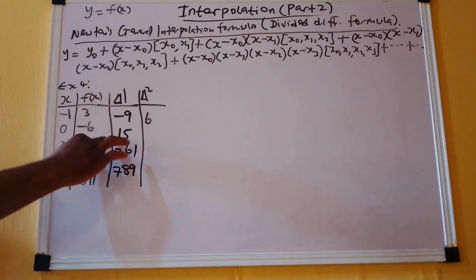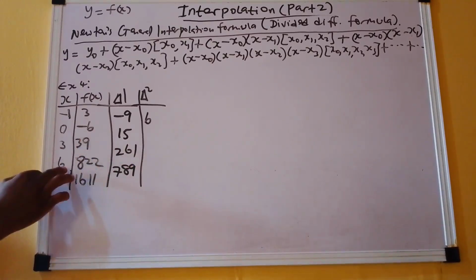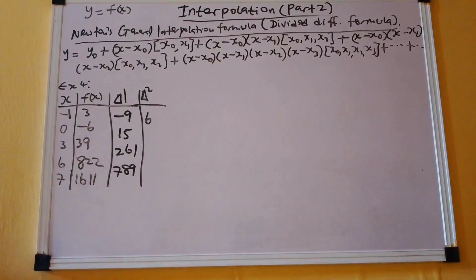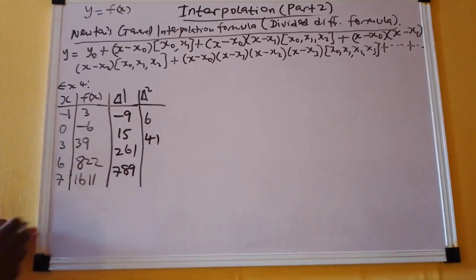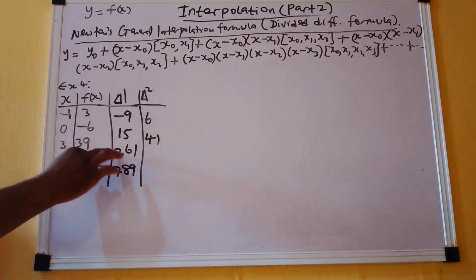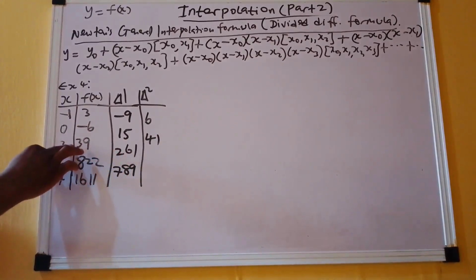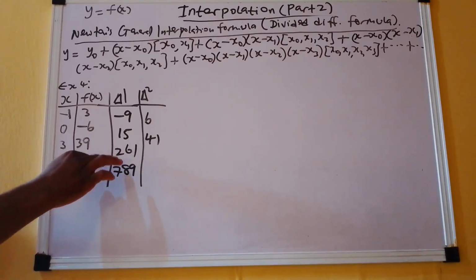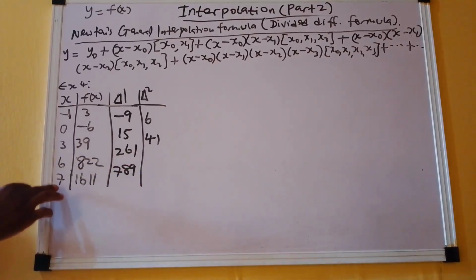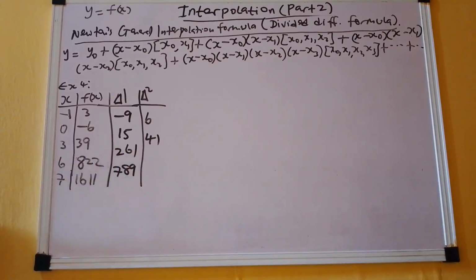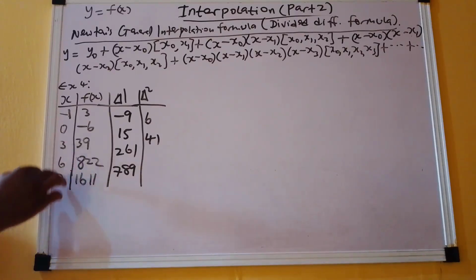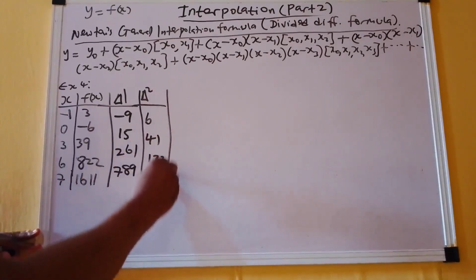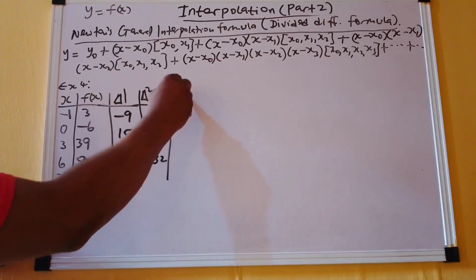Then again, what gave birth to these two is from 0 to 6. So 261 minus 15, then 6 minus 0, divided by 6, you will get 41. Then again, what gave birth to this is these two values. Now, if you have 789 minus 261, and you divide it by the difference between 7 and 3, you are going to have 132. That's what you have. Then you come here now for the third divided difference.